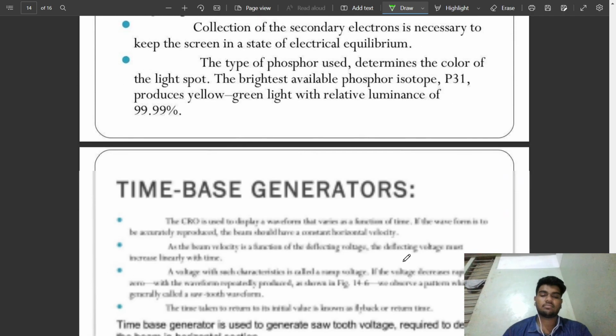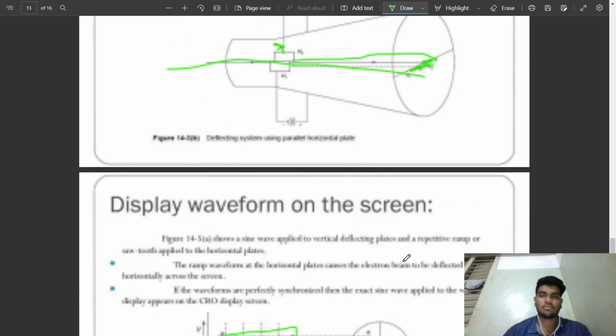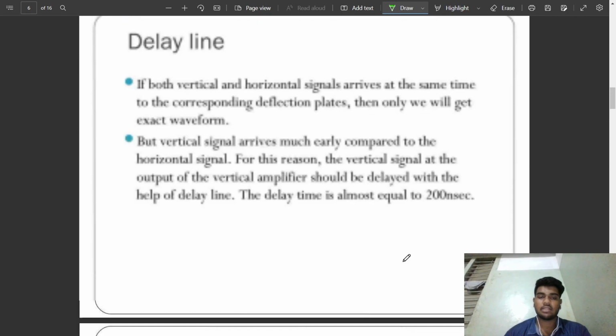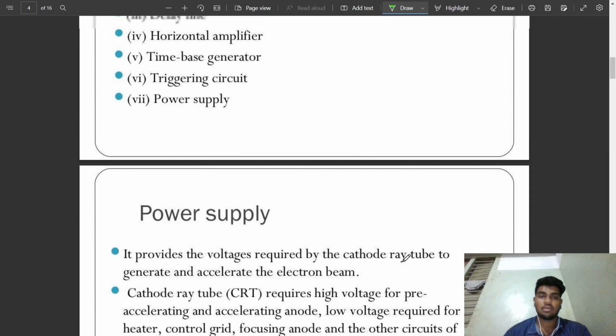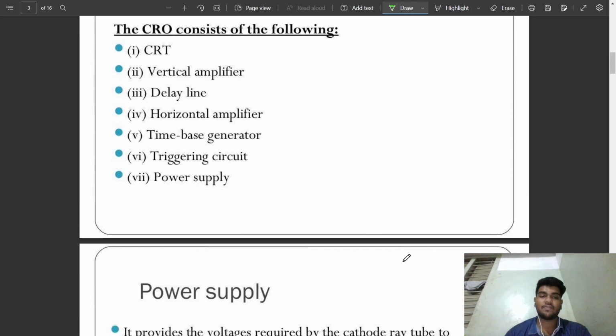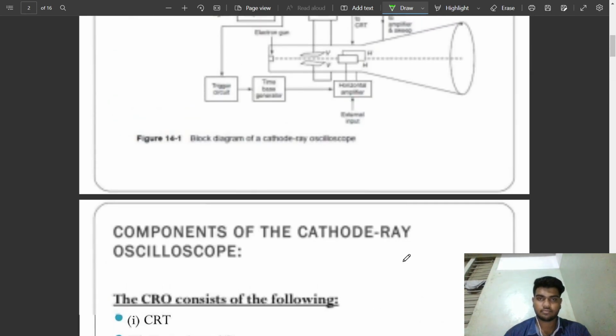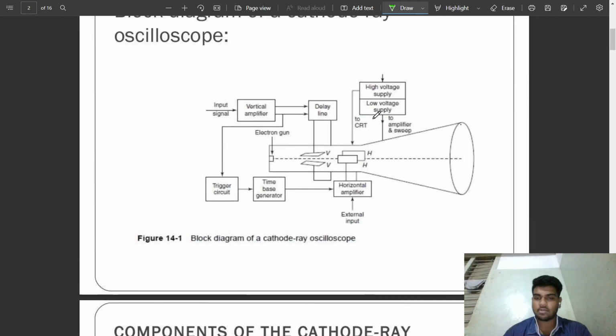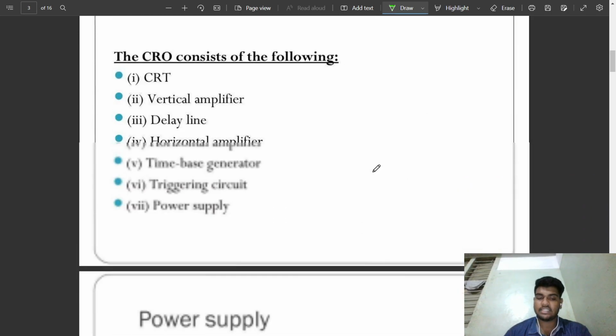Now the screen, let us go to the diagram, and then, after the vertical amplifier, horizontal amplifier, now we have seen the cathode ray tube. Okay, cathode ray tube is done. Now vertical amplifier.